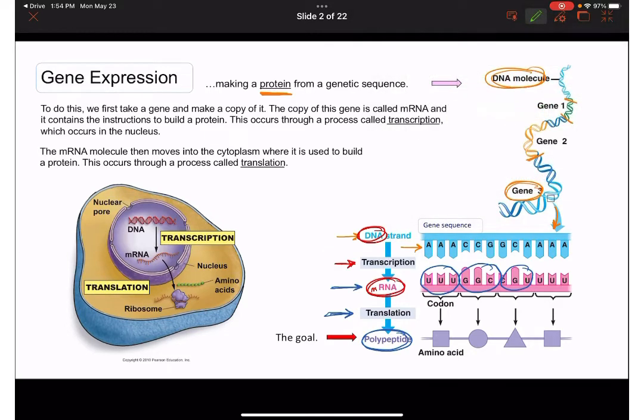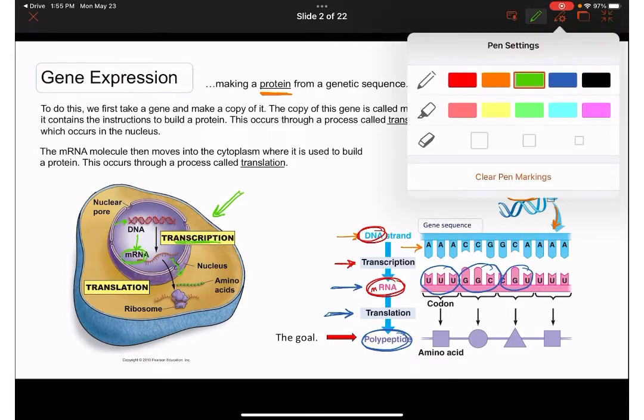If we look over here at the cell, we can see all of this occurring. So here's our double-stranded DNA, and we want to take one of those genes and express a protein from it. So the first thing that we do is we take that gene and we make an mRNA copy of it, and that occurs through transcription. And this occurs within the nucleus of the cell. Then that mRNA is going to move out of these nuclear pores into the cytoplasm.